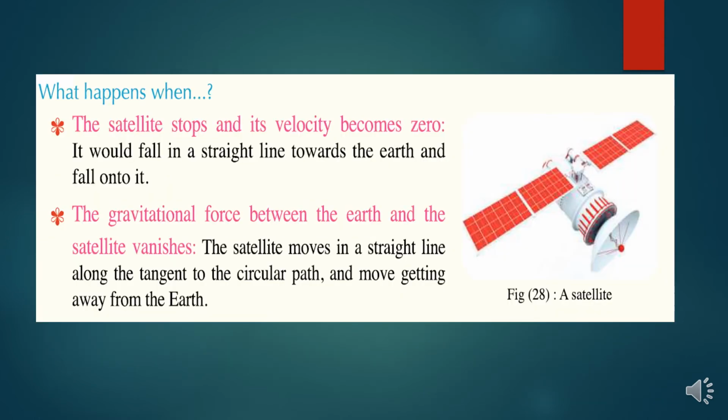What happens when the satellite stops and its velocity becomes zero? Of course, it will fall in a straight line toward the center of the Earth and fall on it. If the gravitational force between the Earth and the satellite vanishes, equals zero, the satellite moves in a straight line along the tangent to the circular path and moves away from the Earth.